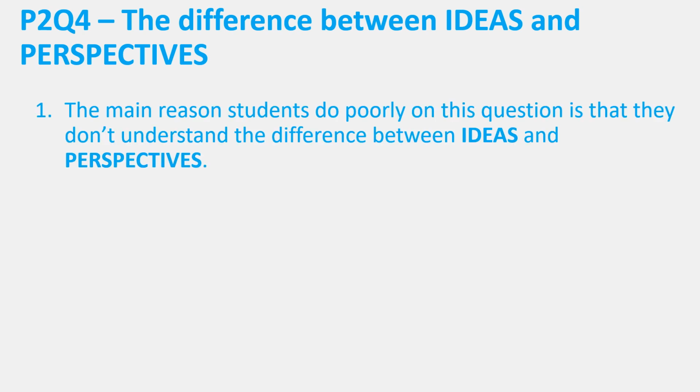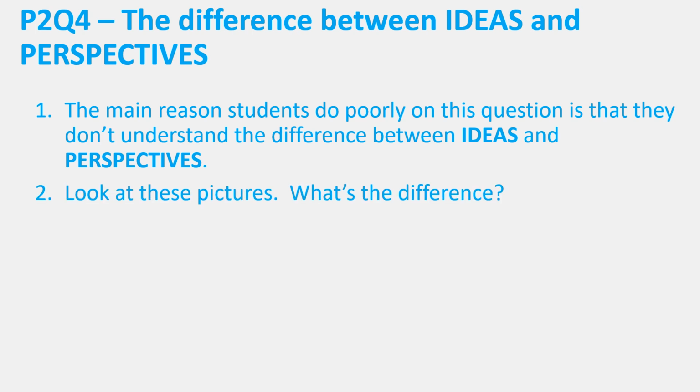The main reason why students do poorly on this question is that they think that when the question talks about ideas and perspectives, that they are talking about the same thing. They are not talking about the same thing. Ideas and perspectives are different.